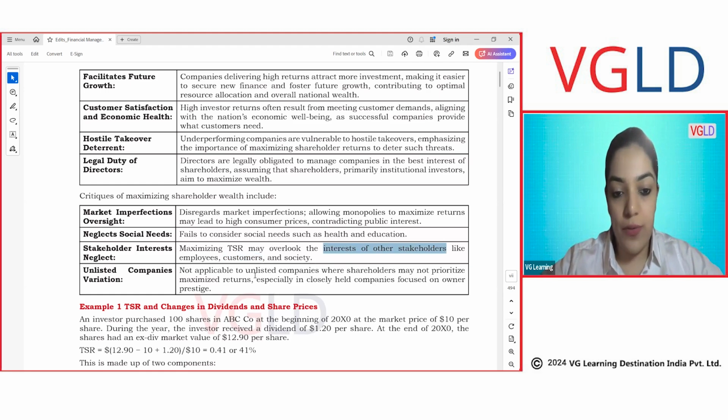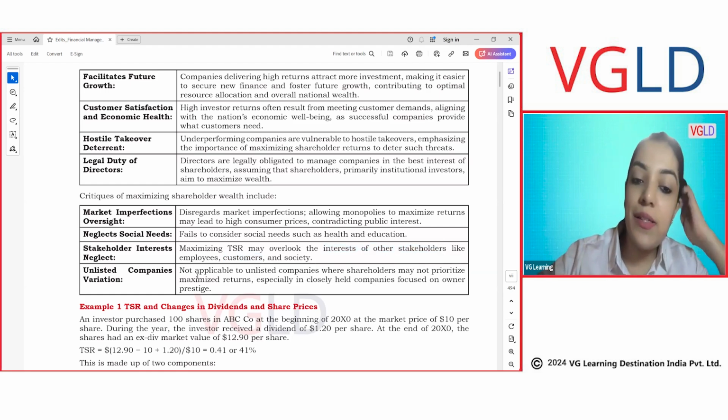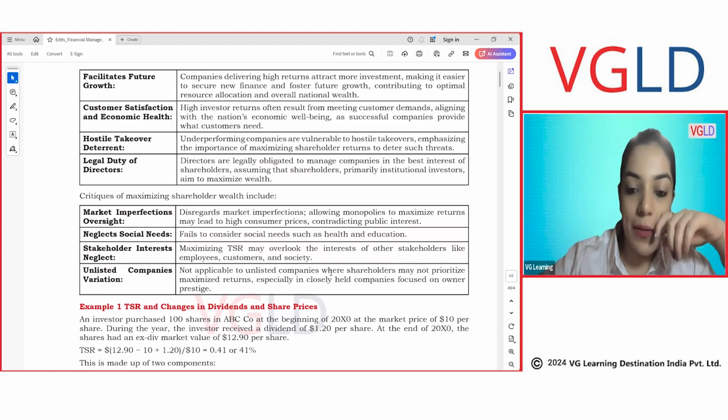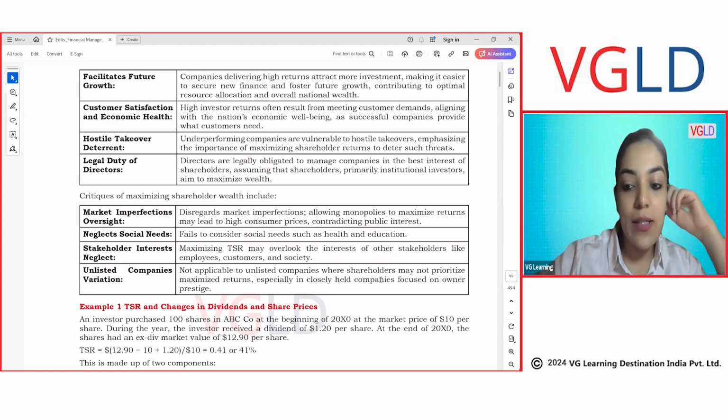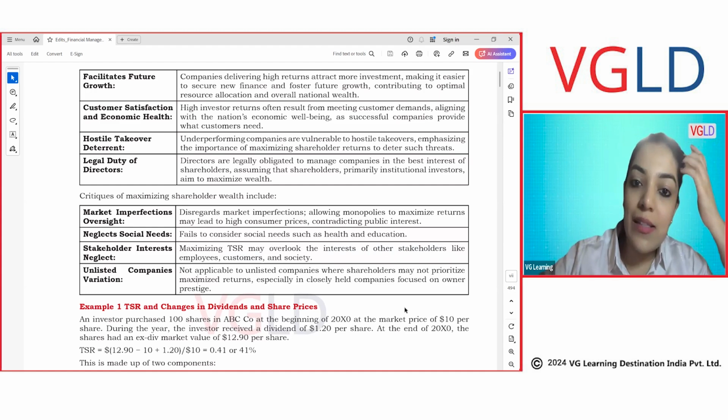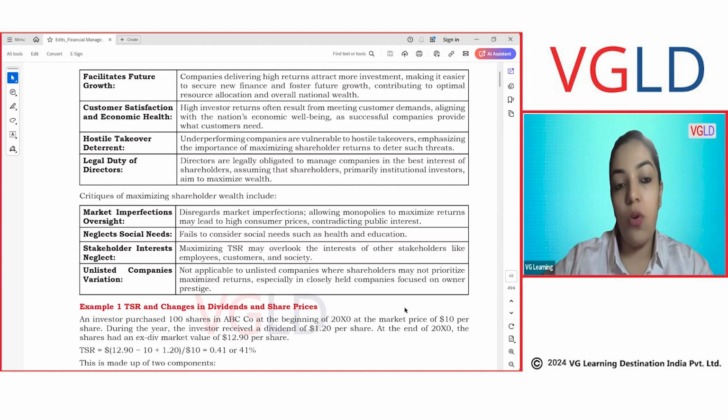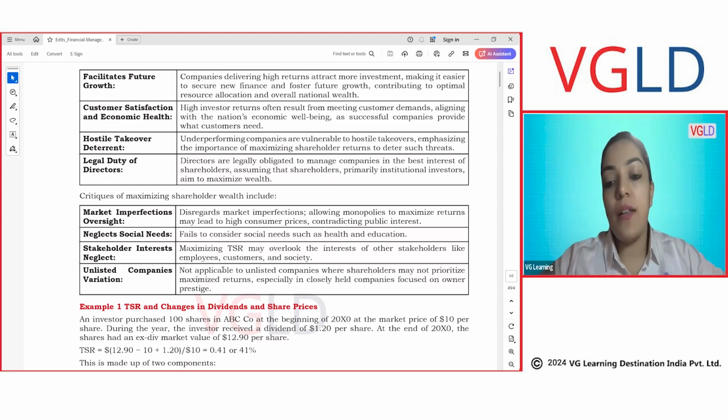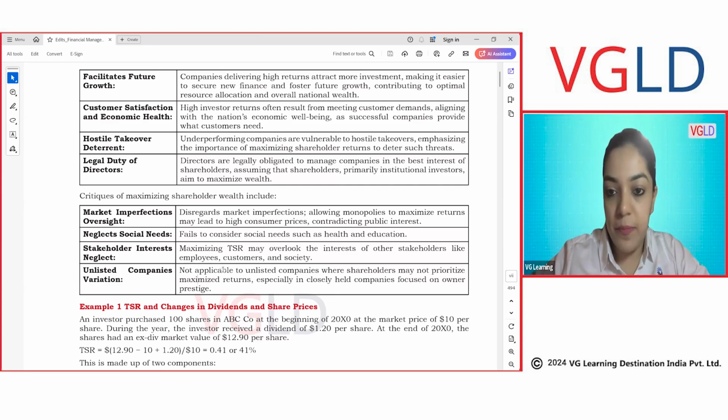of other important stakeholders. And the unlisted companies variation: it is not applicable to unlisted companies where shareholders may not prioritize maximizing returns, especially in closely held companies which are focused on owner prestige. So an increase in the share price may not be the ultimate goal of an unlisted company, because there it is more about continuing the family business. It's more about the prestige of the owner. So that is what is written as a note here, that it is not applicable to unlisted companies.